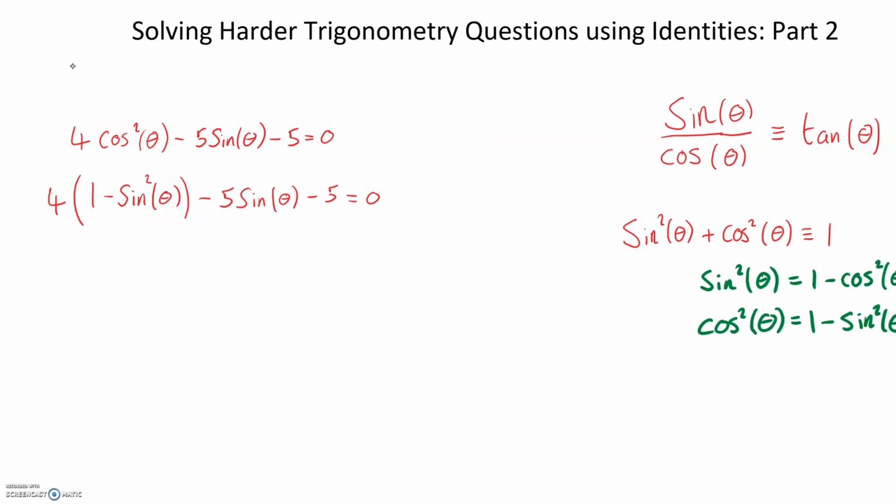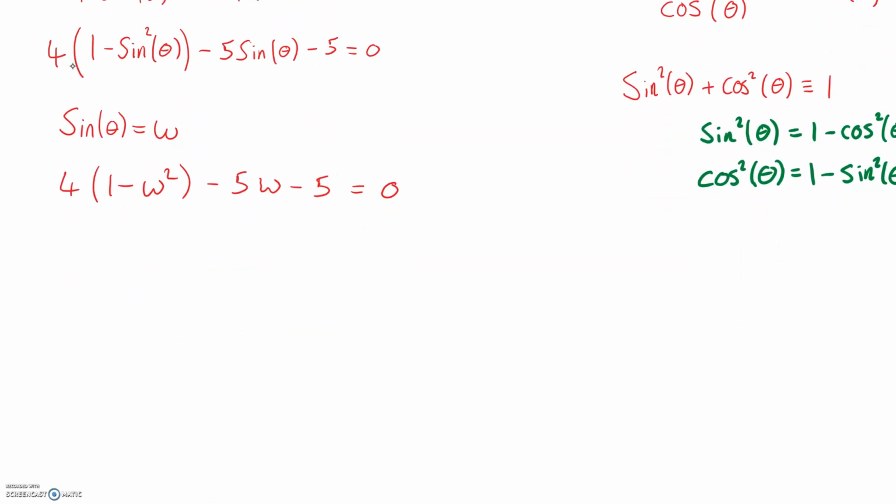So if we allow sine theta to be our substituted value, let's say w, then we have 4 (1 minus w squared) take away 5w minus 5. And this quadratic-like form is something we should be able to solve without issue in order to make sine theta the subject of several equations. Expanding the brackets gives us 4 minus 4w squared minus 5w minus 5. Simplifying further gives 4w squared plus 5w plus 1 equals 0.